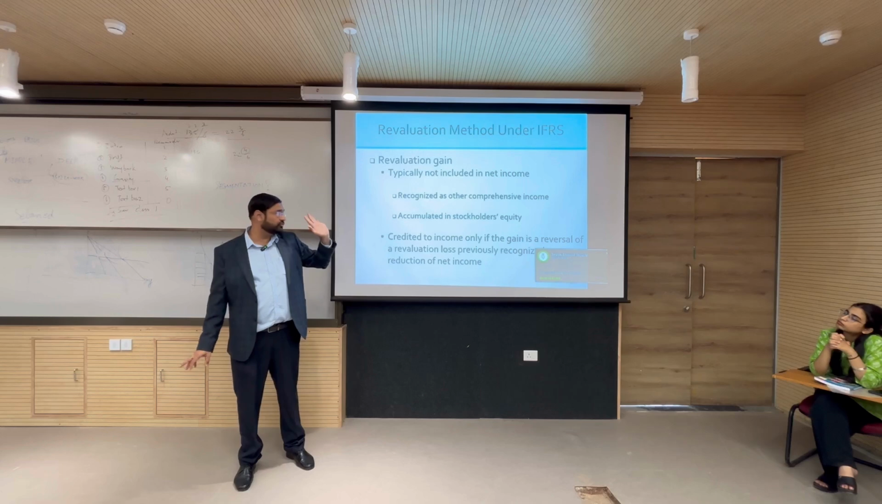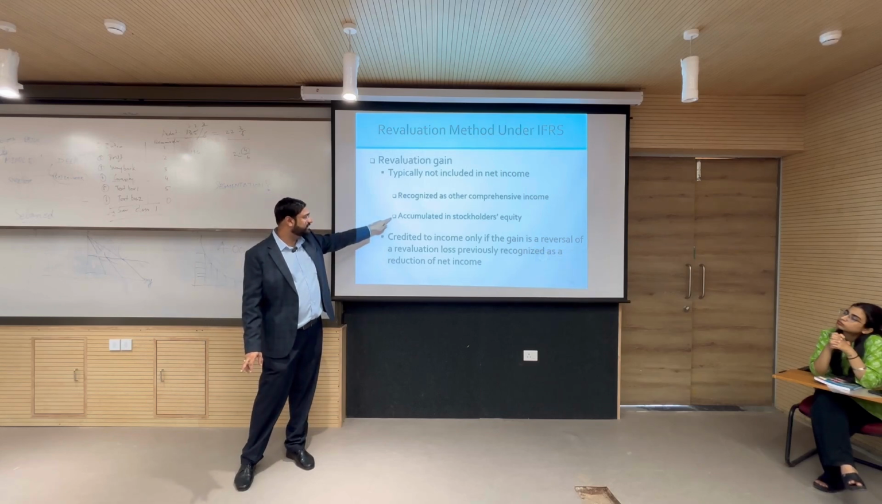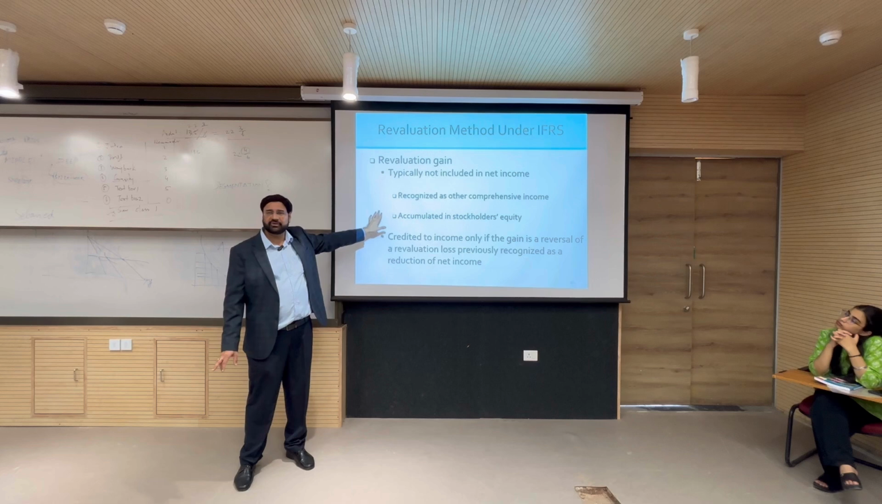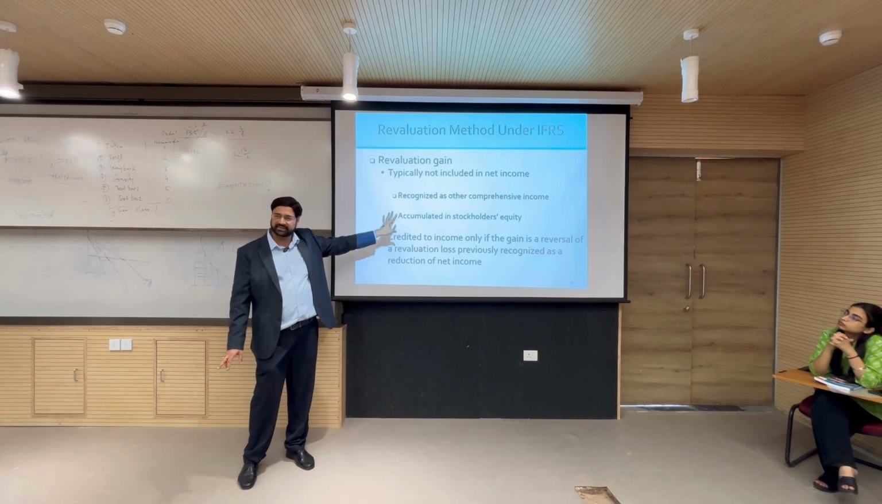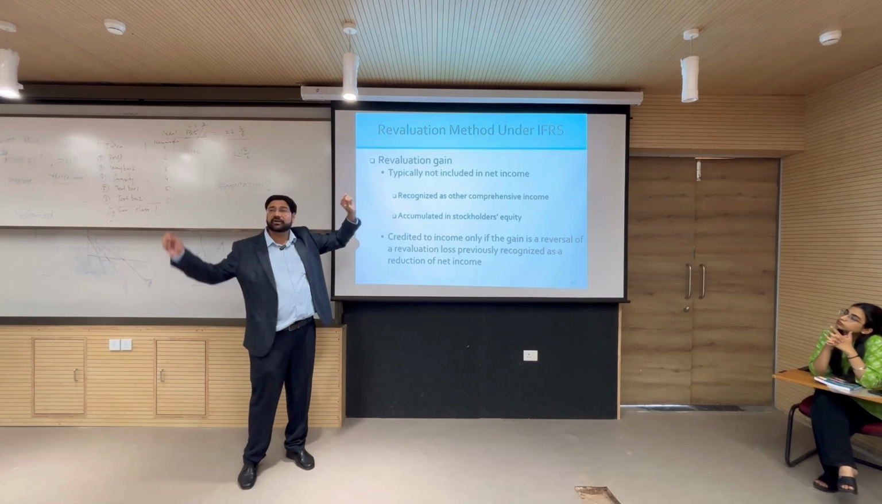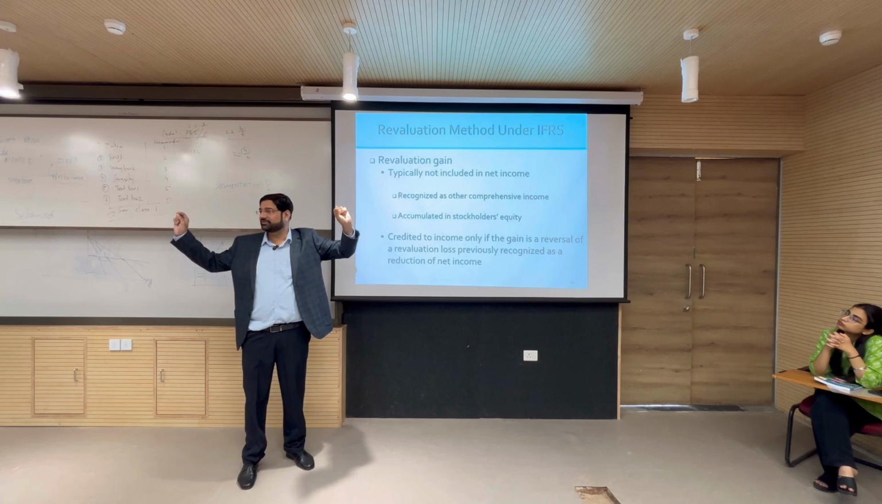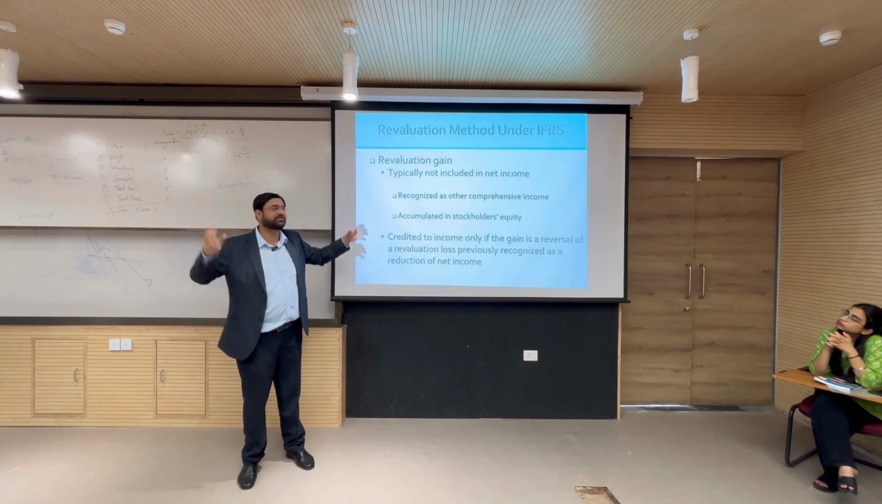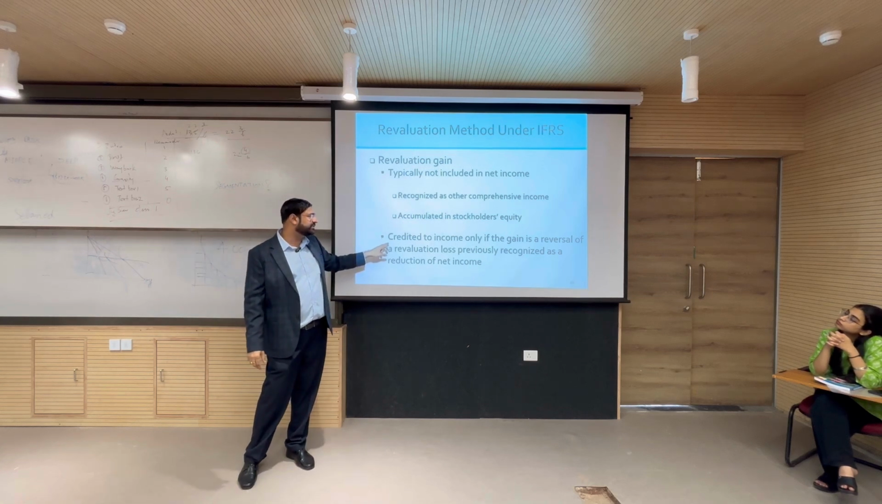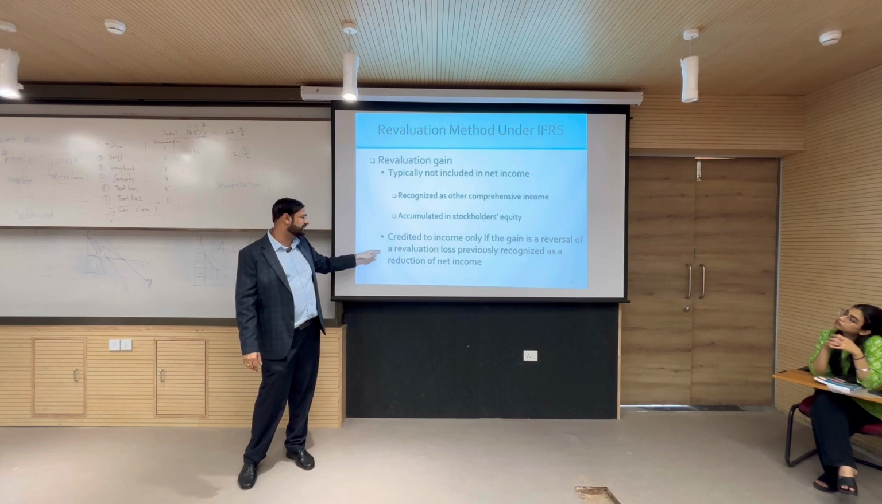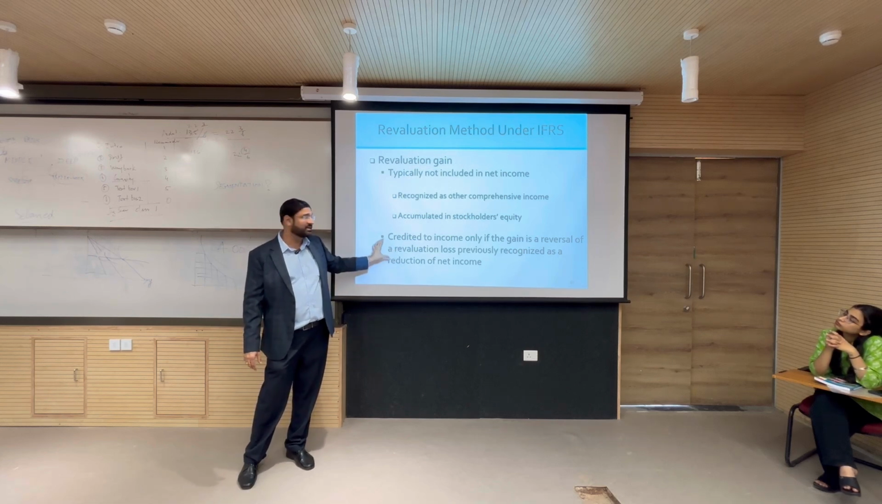Other comprehensive income is actually part of your equity only. So, it is accumulated in stockholders' equity, but it is not part of your profit and loss account, it is not part of your normal profits. It will be credited to income only if the gain is a reversal of a revaluation loss previously recognized as a reduction of net income. Look at this.